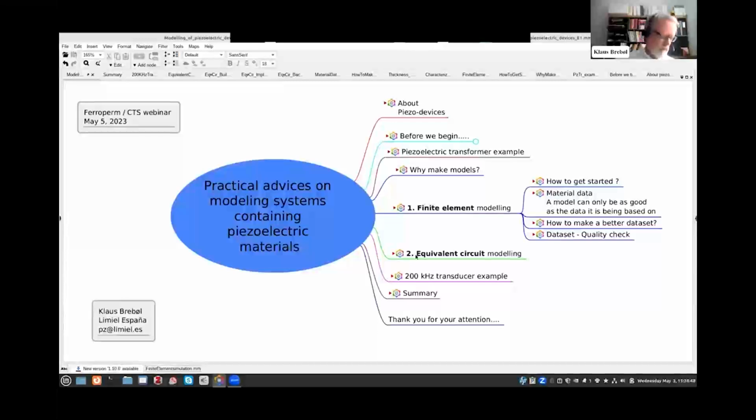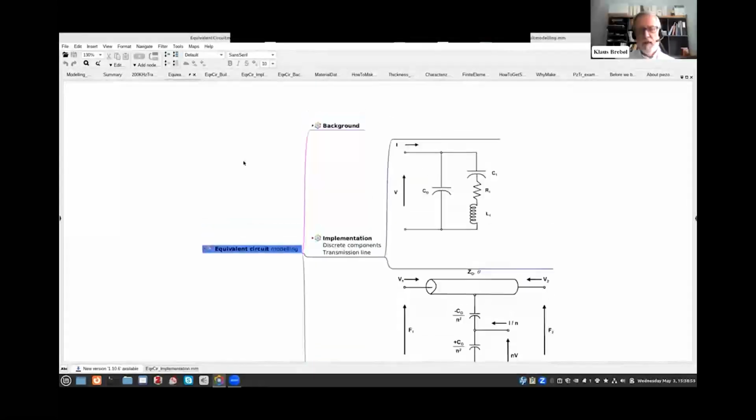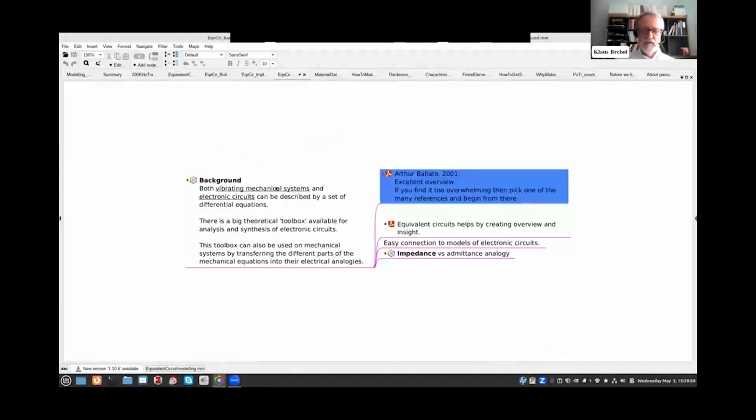Another thing was the equivalent circuit modeling. The background for that is that both vibrating mechanical systems and electronic circuits can be described by a set of differential equations. There is a big theoretical toolbox available for analysis and synthesis of electronic circuits. This toolbox can also be used on mechanical systems if you can transfer the different parts of the mechanical equations into their electrical analogies.